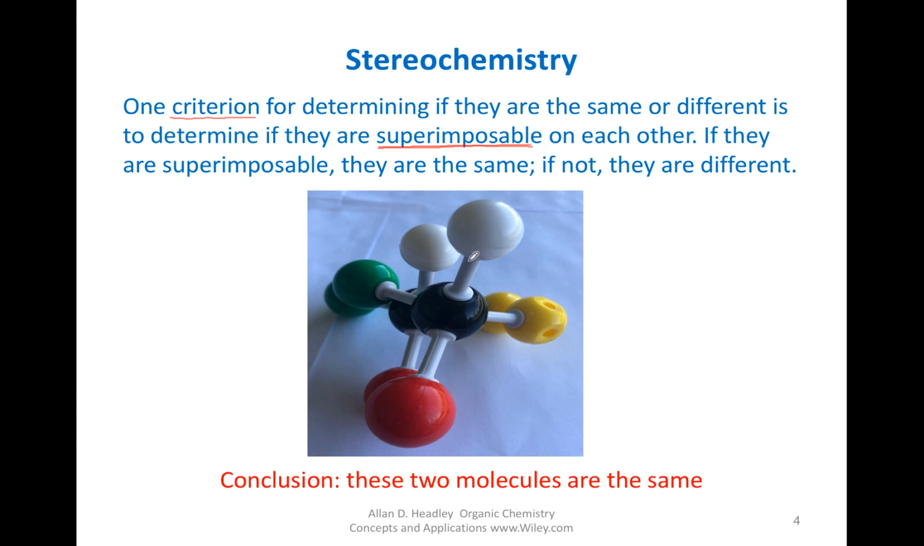So what I've done here is to take those 2 isomers and superimpose them on each other, and as you can see, the green overlap, the red overlap, the yellow overlap, and the white overlap. So therefore these 2 molecules are in fact the same because they overlap and they are superimposable. Let us take it a step further.